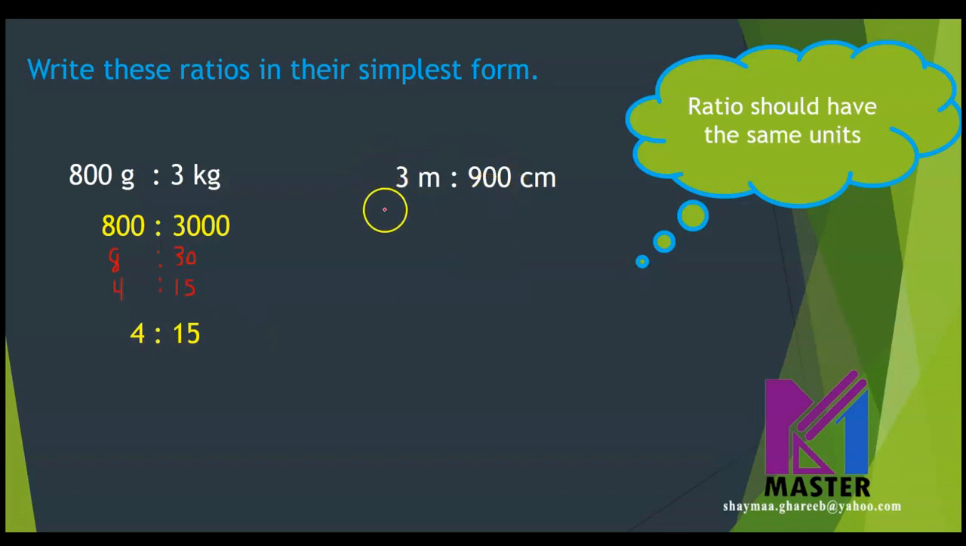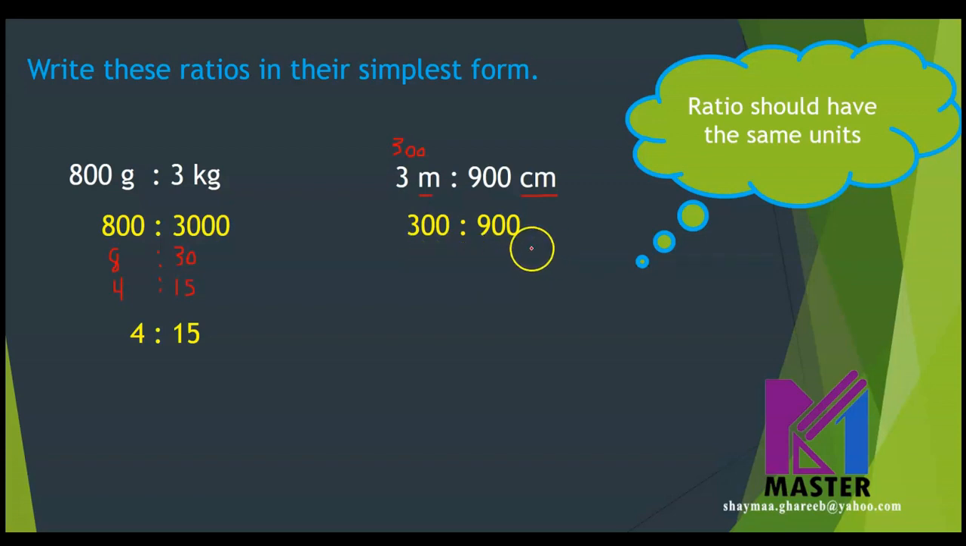Let's do the second example. I have meters and centimeters. So I will change the meters into centimeters. 3 meters equals 300 centimeters. Now I will rewrite the ratio with the same units: 300 centimeters to 900 centimeters. We can divide to get the simplest form.